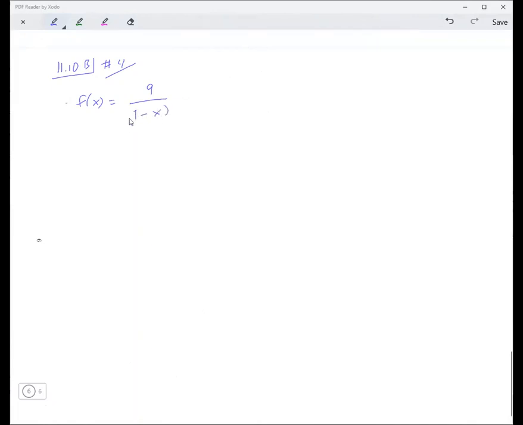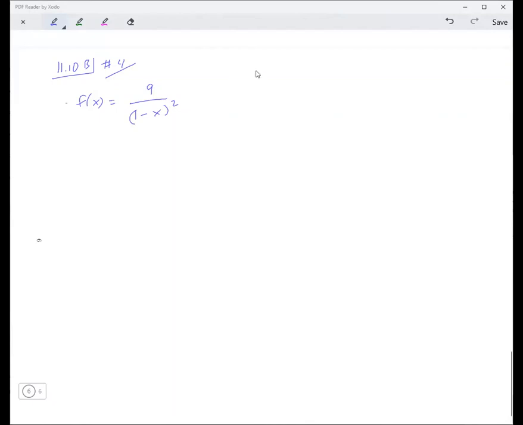1 over 1 minus x squared. And we're supposed to find the Maclaurin series using the definition. Well, there's a much easier way to do this.